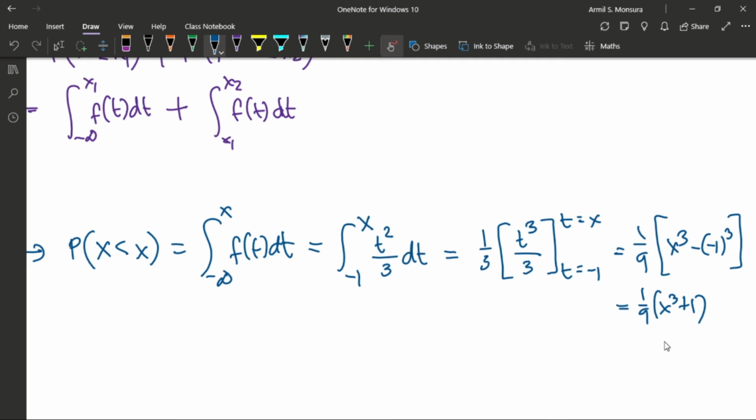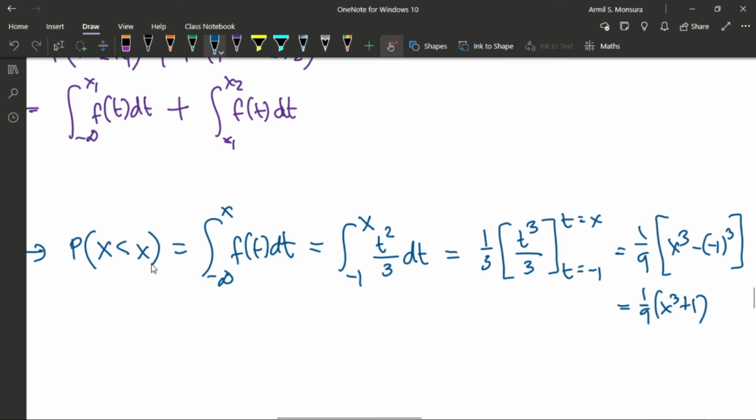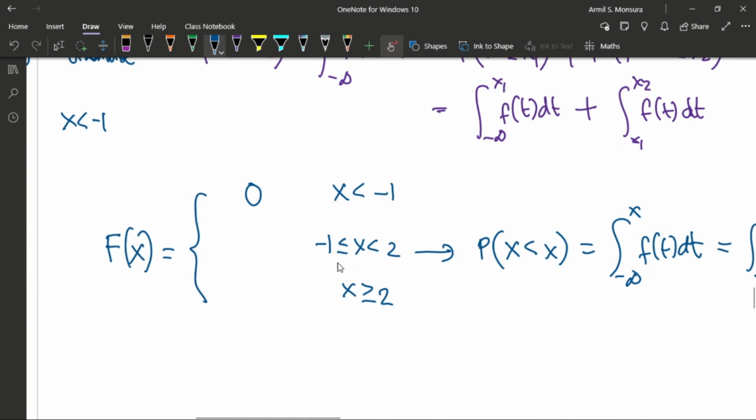So, that would be the probability of your random variable assuming a value that is less than x. And that would happen on this interval. So, lagyan natin siya, x cube plus 1 times 1/9.